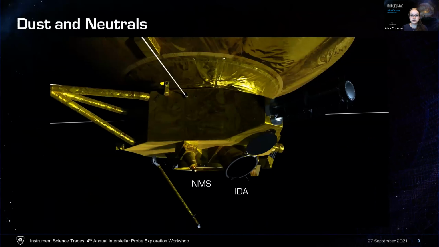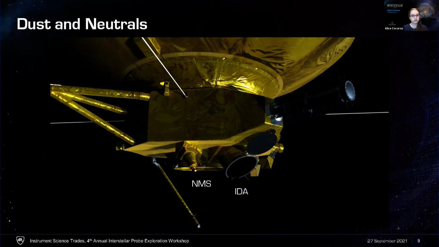we have the dust and neutrals. Those are accommodated on the bottom. We have the neutral mass spec here on the left and the interstellar dust analyzer on the right, which are co-boresighted with each other and accommodated on the bottom of the spacecraft. They are accommodated at a very specific angle of 38.5 degrees away from the spacecraft ram direction, which was optimized towards the inflow direction of dust and neutrals, assuming a flyout direction that takes us 45 degrees off the nose and remains near the ecliptic plane.